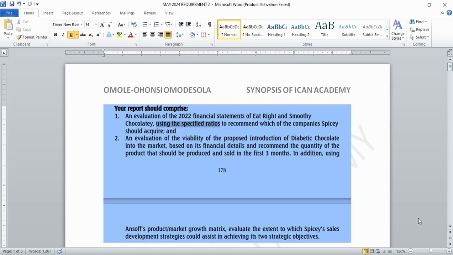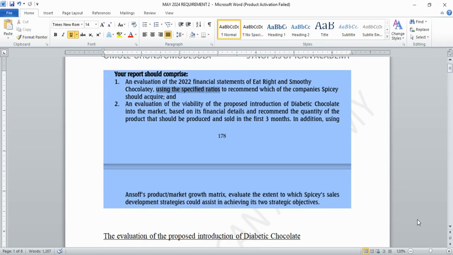Aside from that, we're also told to use the Ansoff product matrix to evaluate the sales development strategies that could assist Spicy in achieving its two strategic objectives. In the pre-seen and further in the unseen, they emphasize the two strategic objectives of Spicy Confectionery Limited. We'll use Ansoff's product market growth matrix to assess the extent to which their sales development strategies would help them achieve those two objectives they laid out for themselves.